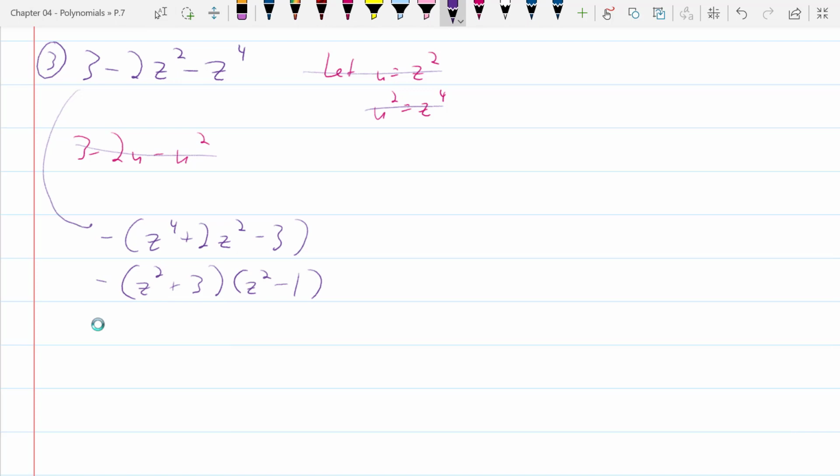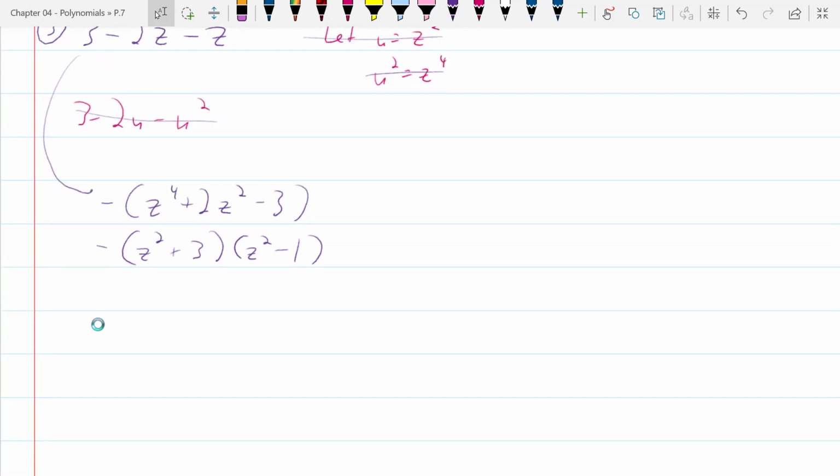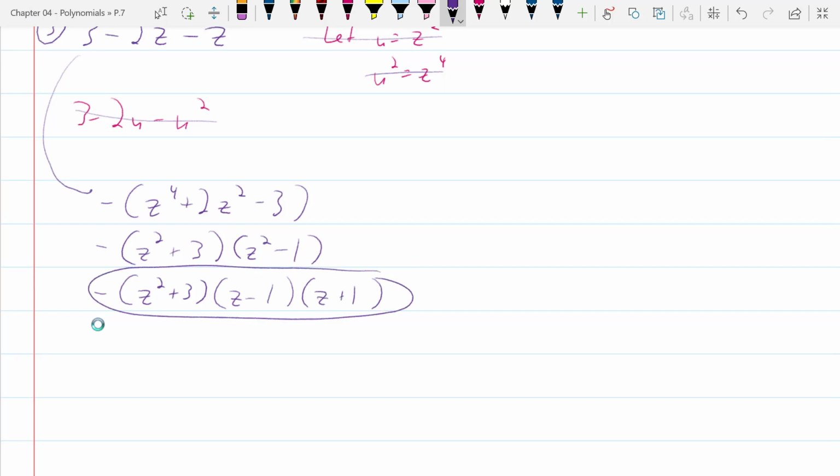The difference now is that I can take this one step further with the z squared minus 1. We're going to do this a lot, where we have factoring that goes to more factoring. So z squared plus 3, and then this z squared minus 1 is a difference of two squares that factors into z minus 1 and z plus 1. So this would be the fully factored form.